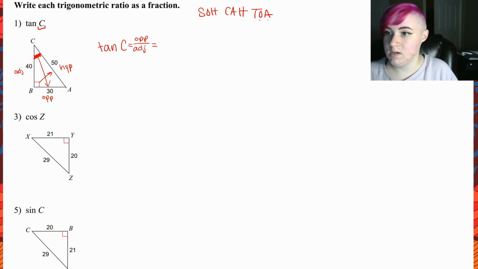So opposite here is 30, divided by the adjacent side is 40. And then if you want, you can simplify that to 3 over 4. Okay, that's all you're doing.